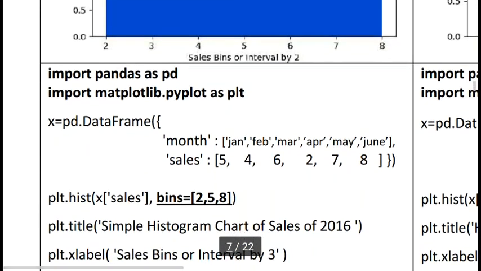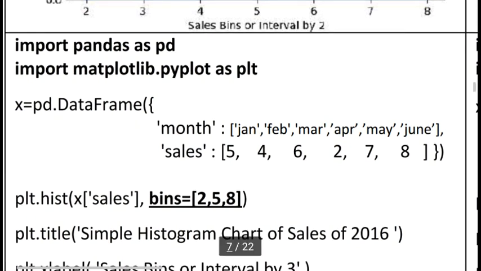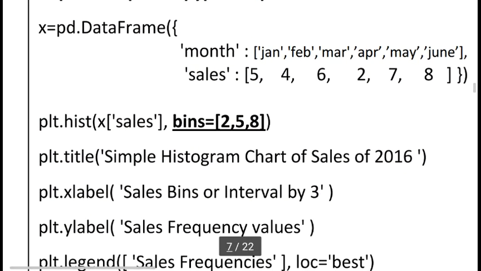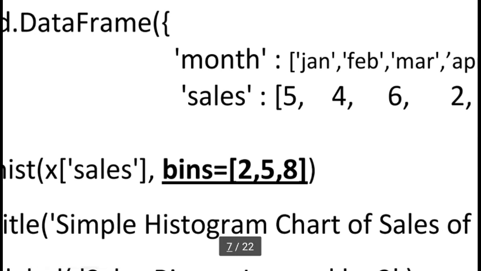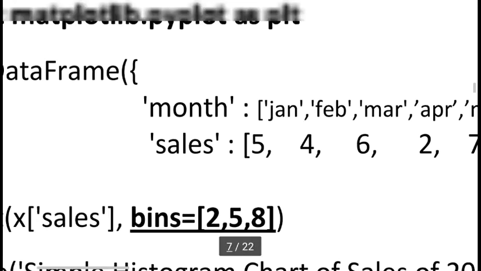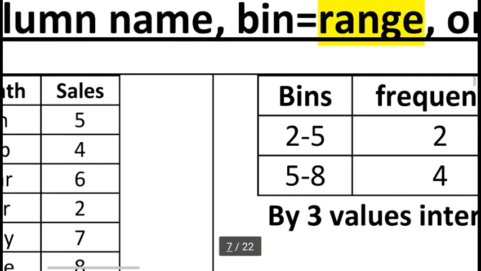To create this we can use import pandas, import matplotlib.pyplot as plt, pd.DataFrame. This is our data, we know very well. Here I am using plt.hist, not box plot. Always use a numerical column, x.cells. Here I am using bins. Bins mean intervals. The first group is 0 to 5, and the second interval is 5 to 8.